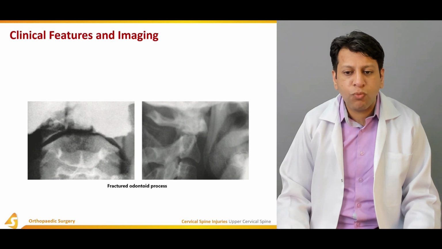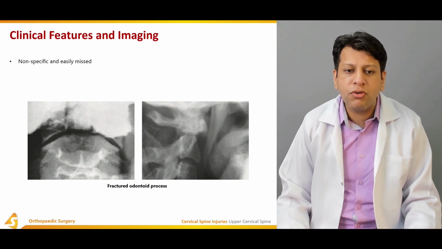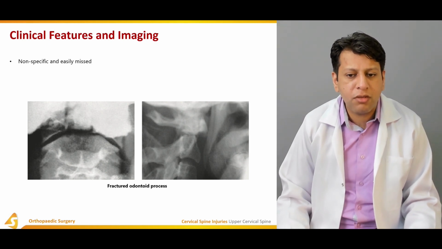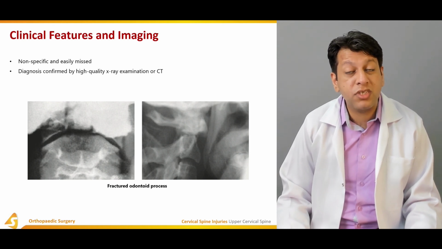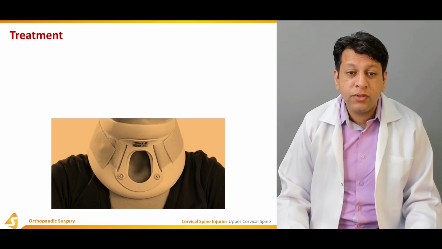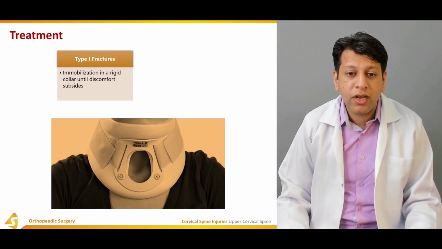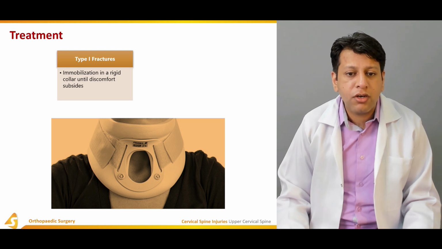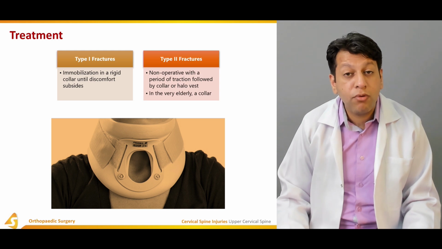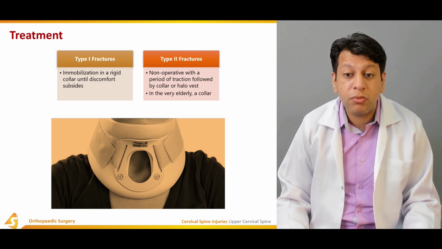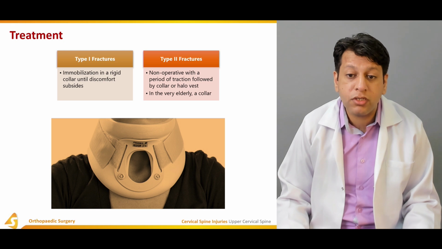Now, what would the clinical features look like? Usually they're non-specific and easily missed. Diagnosis is usually confirmed by X-rays. CT may also be required as well. And treatment. Type 1 fractures, as I told you, usually are stable, and require simply a rigid collar until the discomfort subsides.